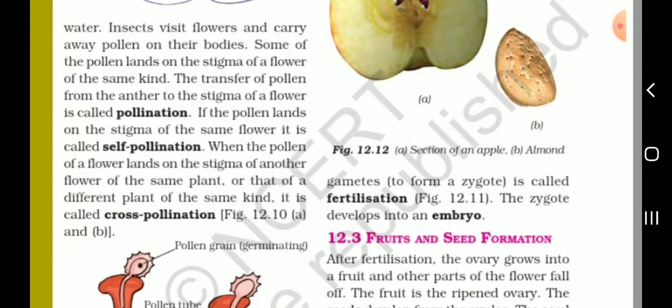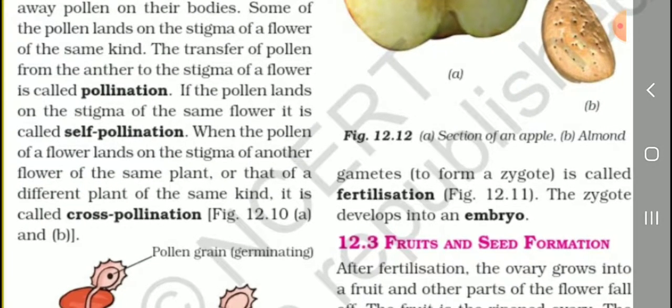First, define pollination. What is pollination? Where are the pollens located? The pollens are located in the anther. The anther produces pollen. What is pollination? The transfer of pollen from the anther to the stigma of a flower is called pollination.